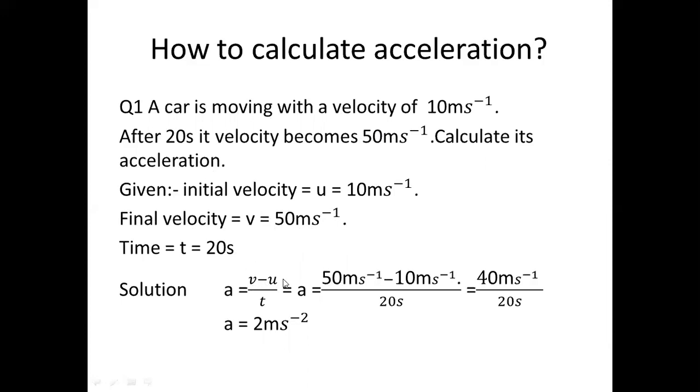So we're going to substitute the values. v, that is the final velocity, will be replaced by 50 meter per second. Initial velocity will be replaced by 10 meter per second. Time will be replaced by 20. So 50 minus 10 becomes 40 meter per second, divided by 20 seconds. So the answer is 2 meter per second square.